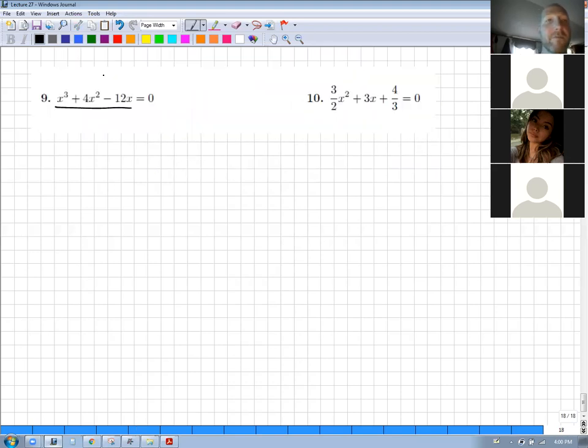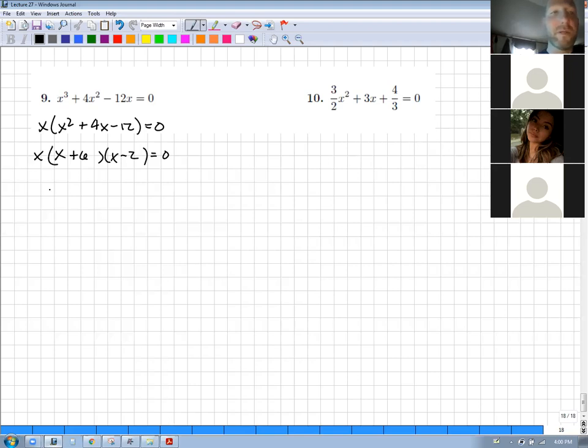This thing, everything has an x in it. So first, let's factor that out. All right, now looking at that, we can factor this quadratic. We need an x and x. Well, let's see, 6 and 2, right? Plus 6 and a minus 2. So x is either 0, 2, or -6.